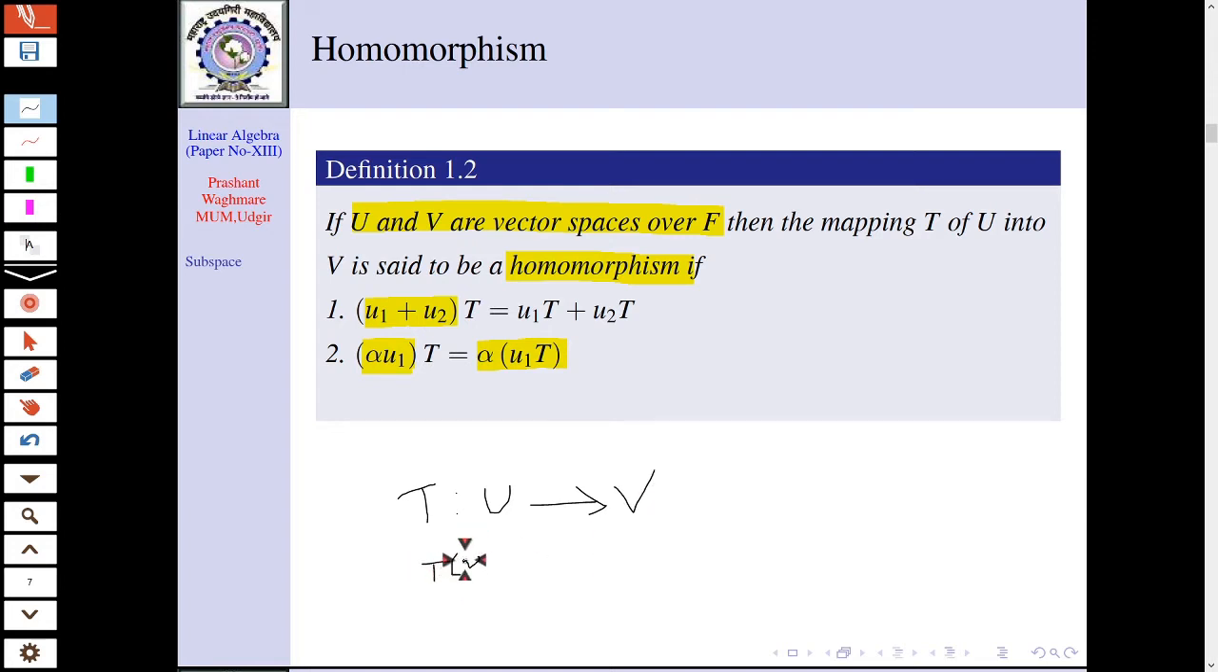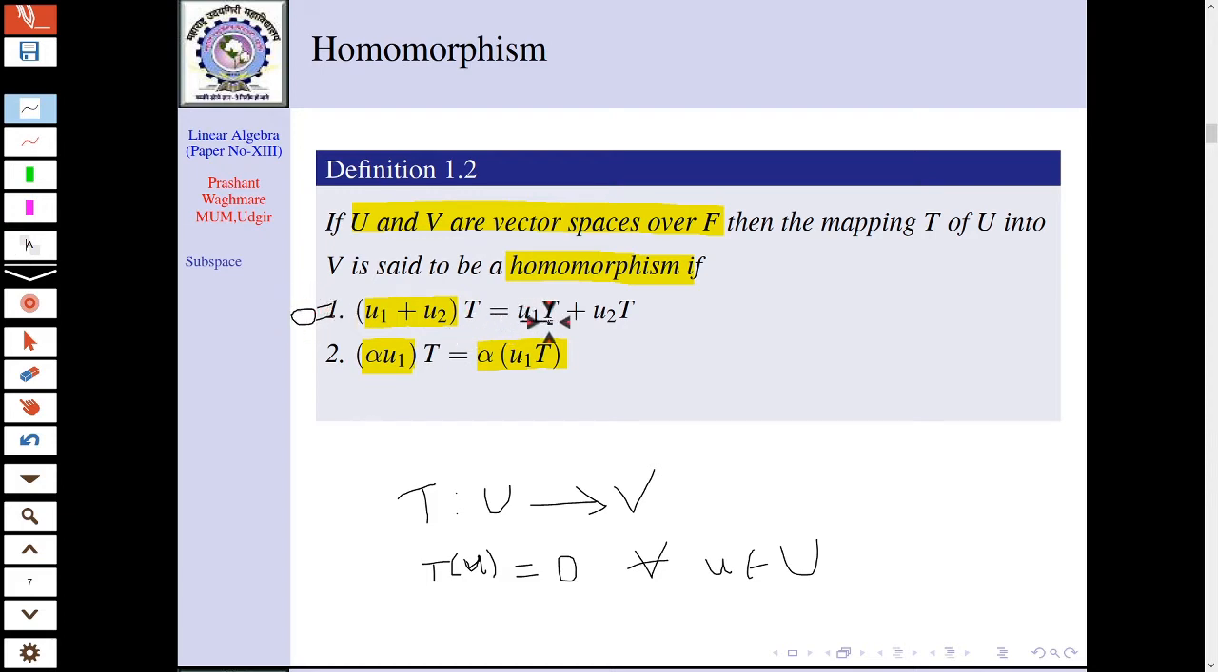That means T of u is equal to 0 for all u in U. Okay, so this mapping is clearly a homomorphism. As you can observe here, this mapping satisfies both the conditions. If you consider T of u1 plus u2, what is T of u1 plus u2? It will be 0, right?